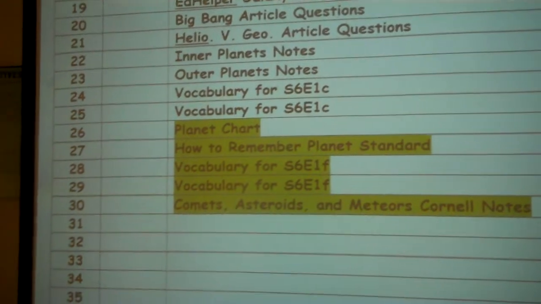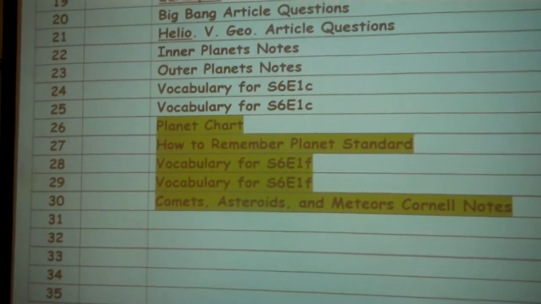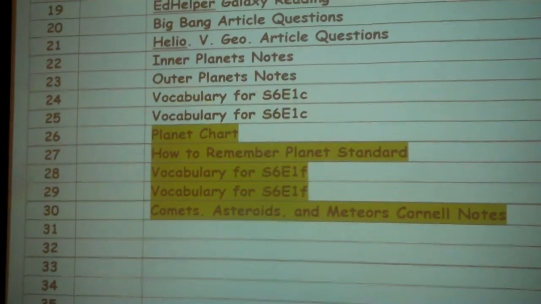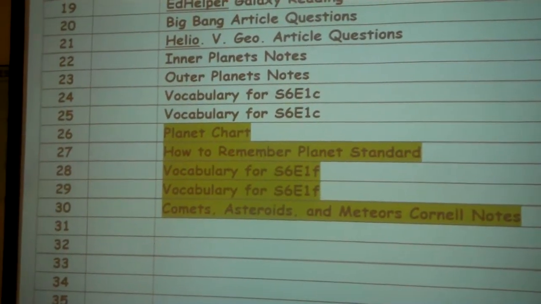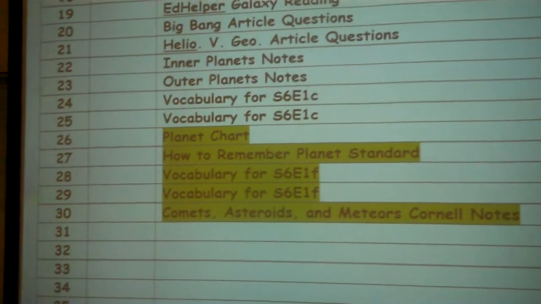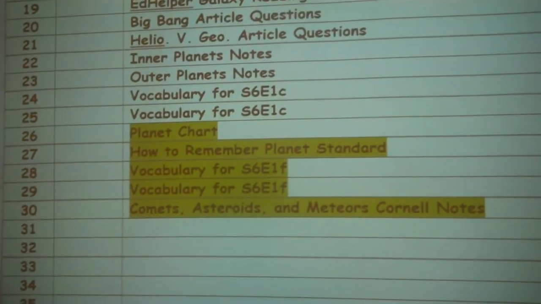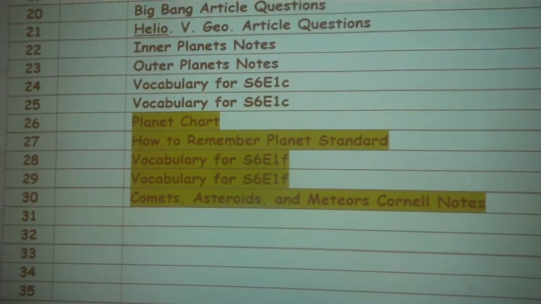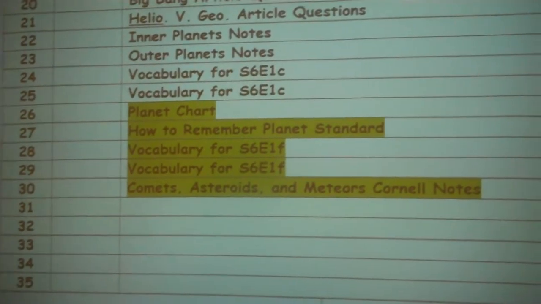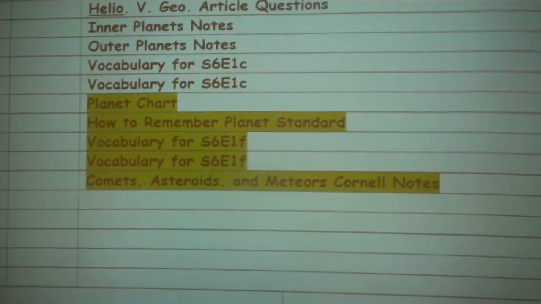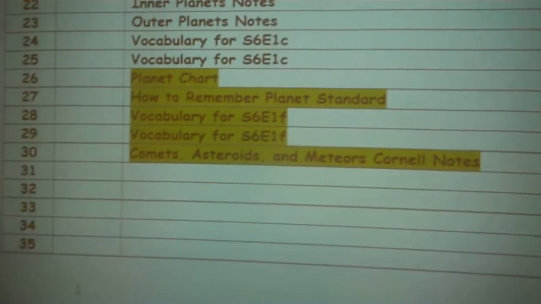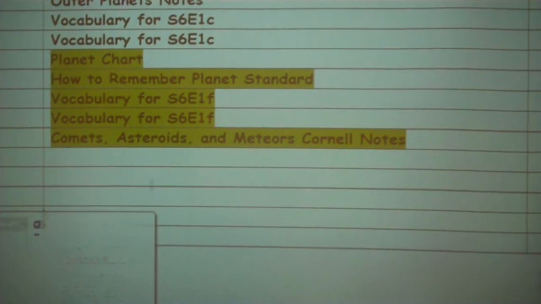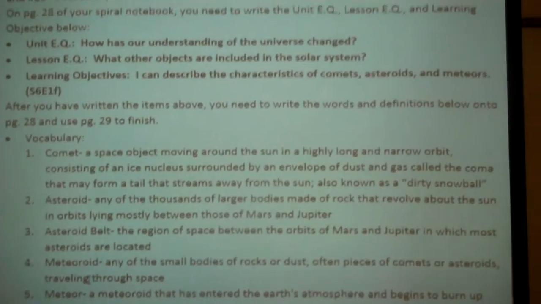Pages 28 and 29 is vocabulary for S6E1F, which is the comet, asteroid, and meteor standards. And then your Cornell notes from the other video will go on to page number 30. So that is the comets, asteroids, and meteors Cornell notes. So once you have filled in your table of contents, we will begin to go over the vocabulary words that go with comets, asteroids, and meteors.